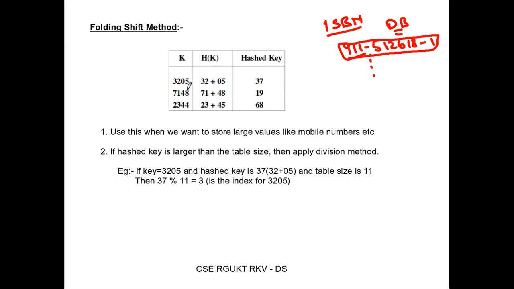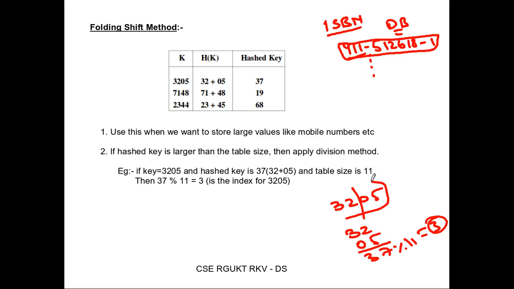In this fold shifting method, given a number, suppose for example 3205 is given to us, you break it at some particular point. Suppose two digits each, you break them. After breaking them into 2 digits each, you add both of them. The value which you get is 37. If this value is greater than the table size, you apply the mod operator to it, and the value which you get is 3. At index 3, element 3205 will be stored for you.